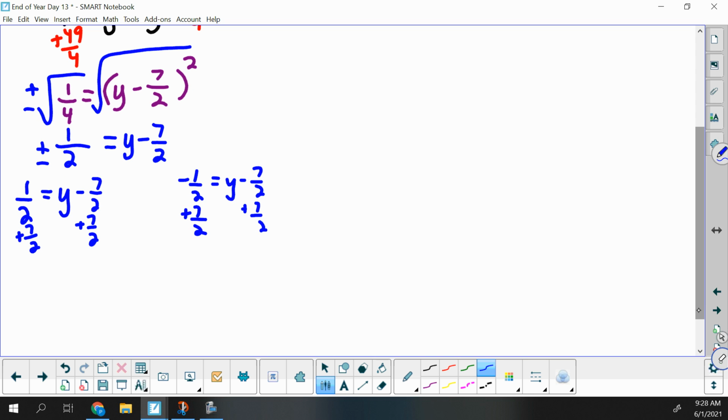One half plus 7/2 gives us 8/2, which is the same as saying 4. If you're unsure of that, again, you could just punch it in your calculator. Negative 1/2 plus 7/2, well, 7 minus 1 is 6, so that's 6/2, which is the same as 3. So y equals 3, and y equals 4.